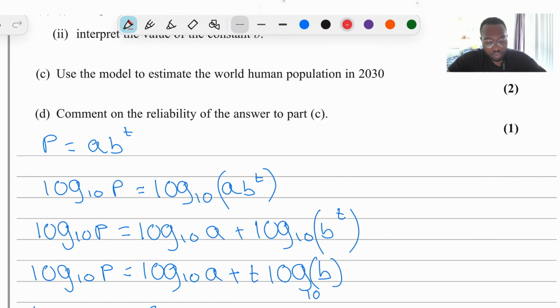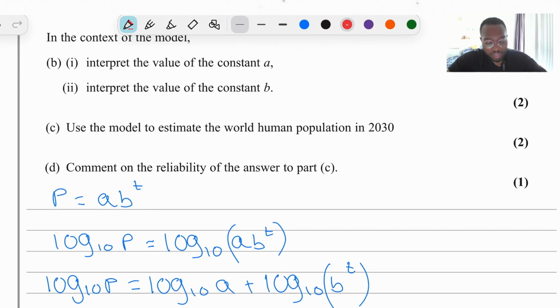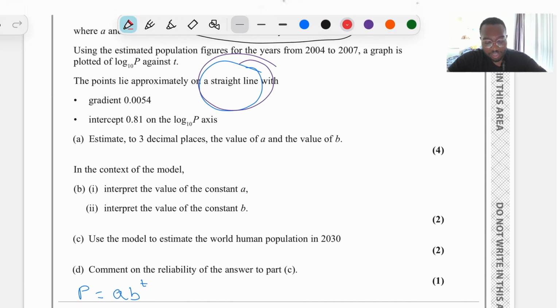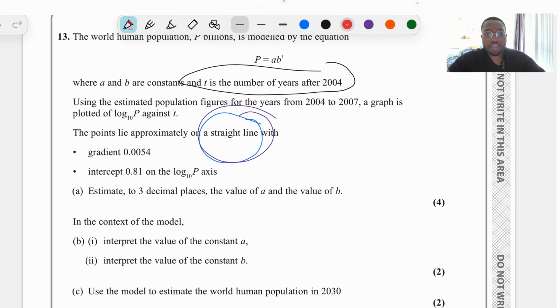Okay. So for part D, we need to comment on the reliability of the answer to part C. So we need to pretty much figure out, is this model a reliable way to estimate the human population in 2030? Now, I know what you're thinking, okay? You're probably thinking that, well, we don't know what's going to happen in the future. There could be some apocalyptic event, or there could be like a COVID 2.0 coming. We don't know. There are so many things which we don't know could happen in that space. So how can it be reliable?